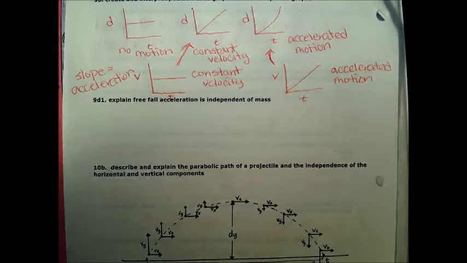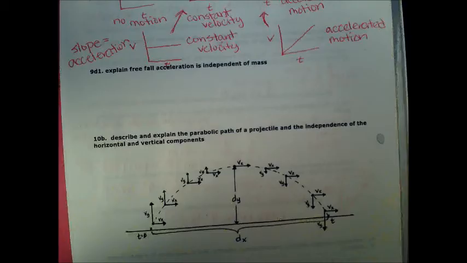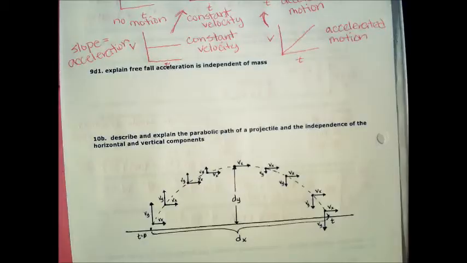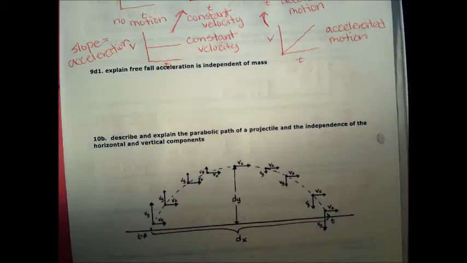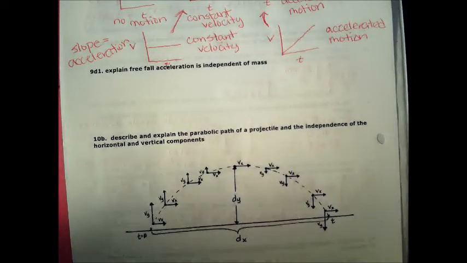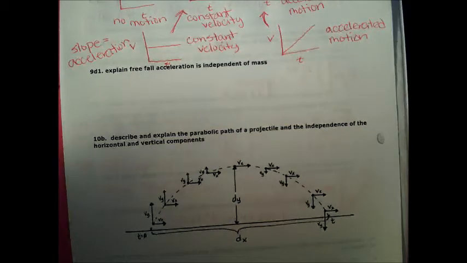Again, I'm going to just really briefly explain this next one. So free fall acceleration is independent of mass. Basically what this is saying is that when you're not talking about air resistance, everything falls at the same speed. In a vacuum, the mass of an object does not affect how fast it falls. It will always fall.